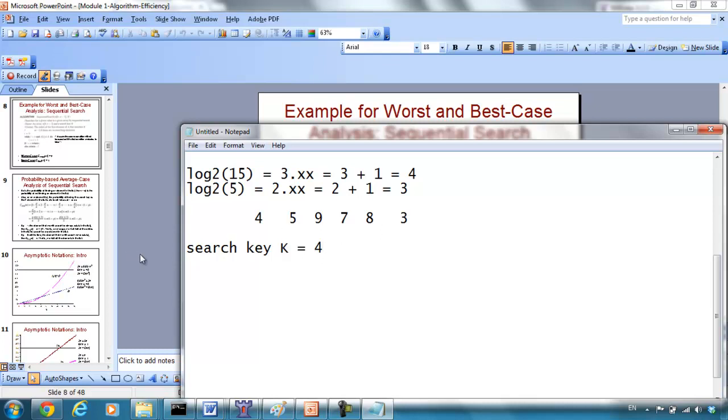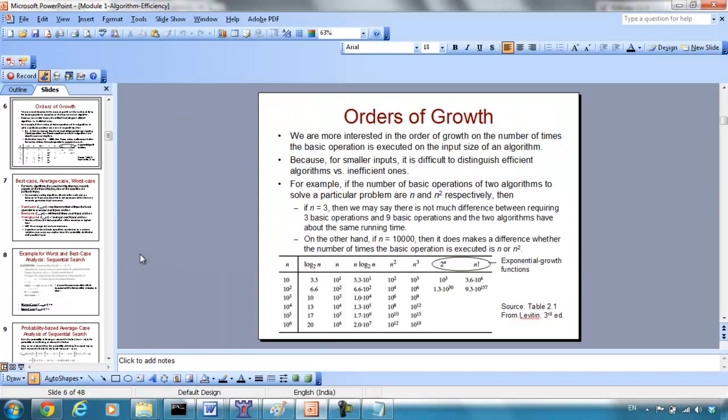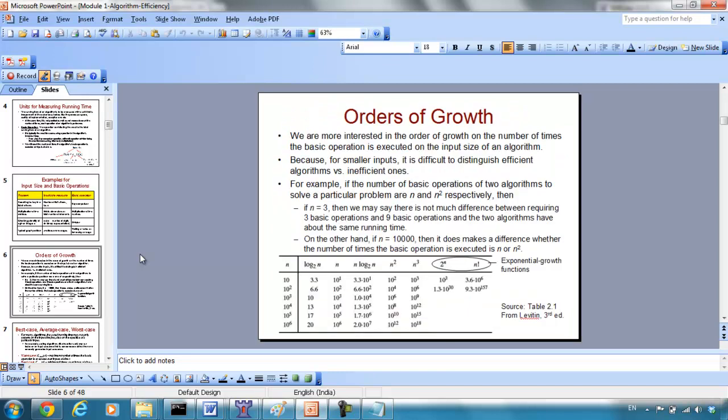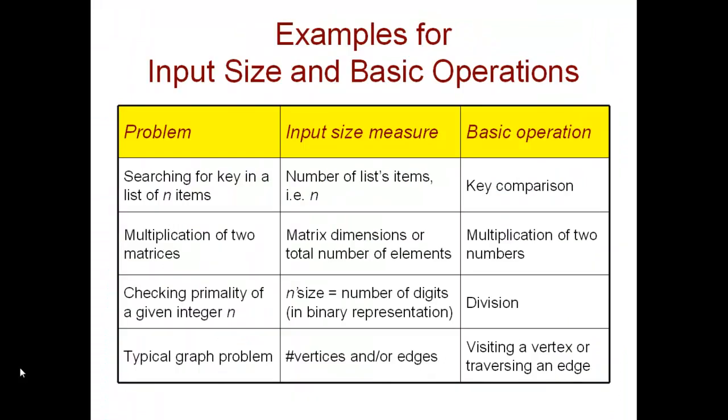So that's what it is. It's not a constant. The number of times you do the basic operation for this particular example is not a constant. For your given array, it changes with the search key. So it depends on the algorithm and what we want to do. The complexity will change with the basic operation.